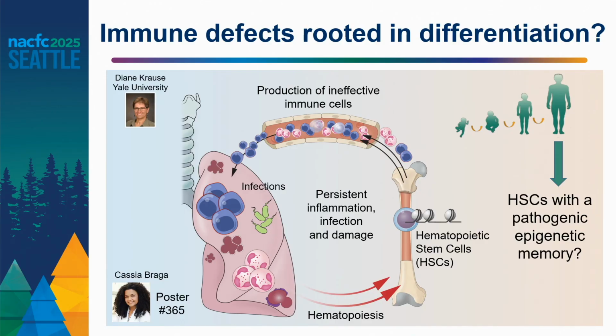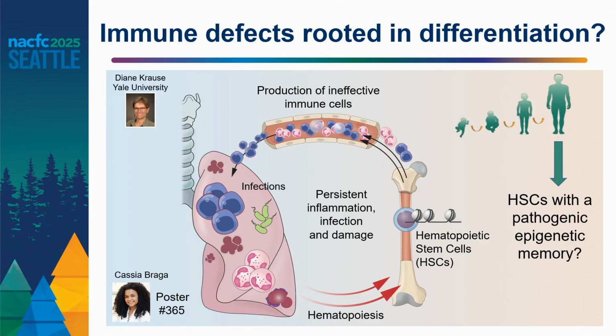I didn't have time to add, I removed those slides because of the time. But I wanted also for you to think about the immune defect and whether this is rooted in differentiation. This goes back to the first speaker that we had in sections looking at myelopoiesis and how this is impaired in animals, piglets, at birth. Some similar work that we are doing in collaboration with Diane Krause at Yale University and Cassia Braga, another postdoc in the lab. She will discuss this in poster 3665 if you want more information.